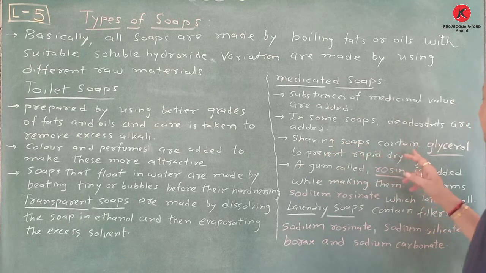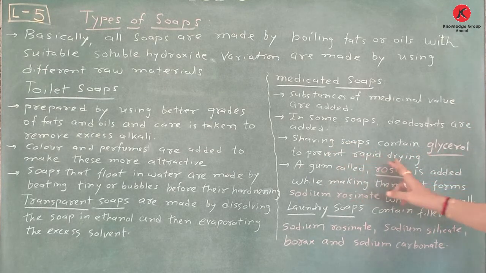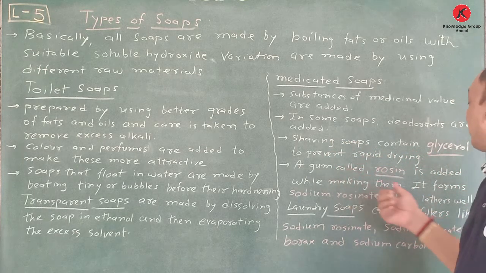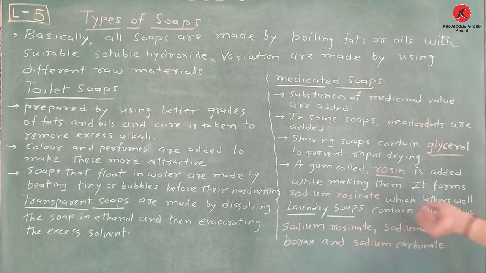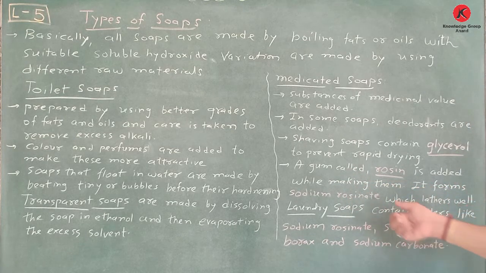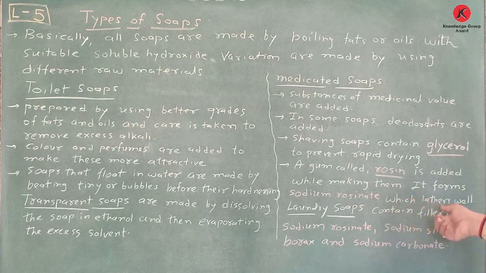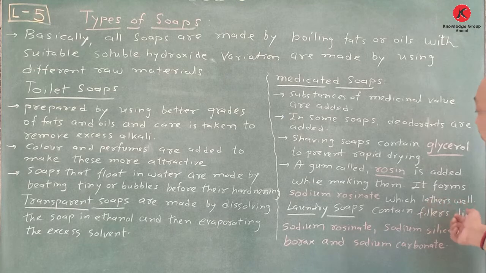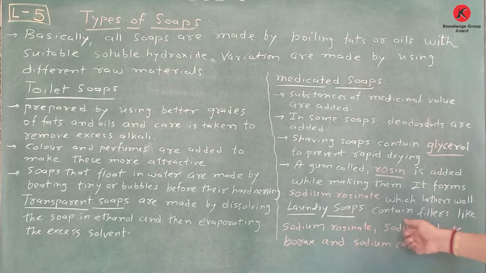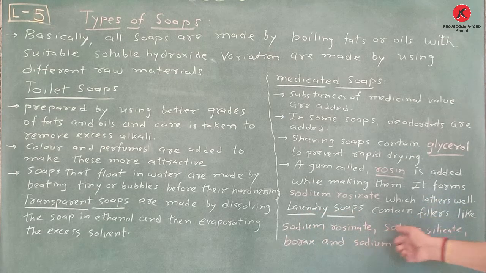Shaving soaps contain glycerol to prevent rapid drying. A gum called rosin is also added while making them. It forms sodium rosinate, which lathers well and produces foam well. Laundry soaps contain fillers like sodium rosinate, sodium silicate, borax and sodium carbonate.